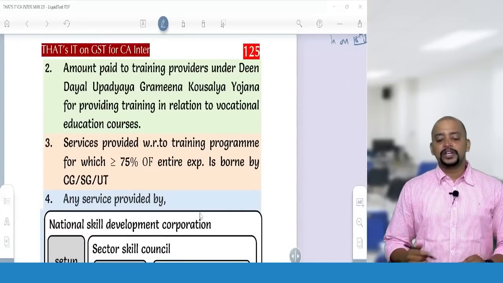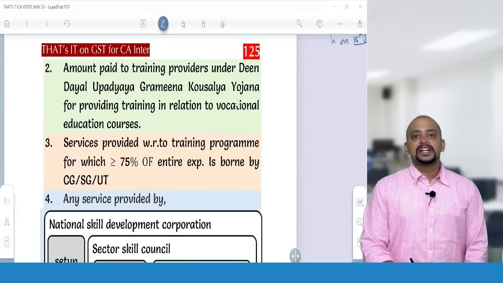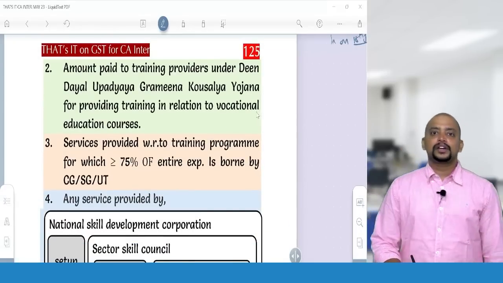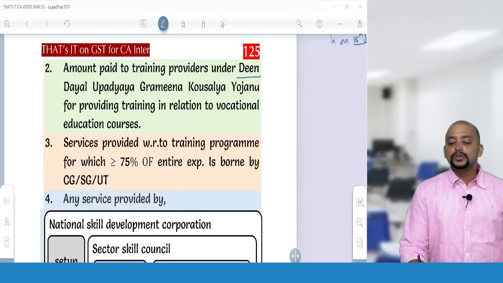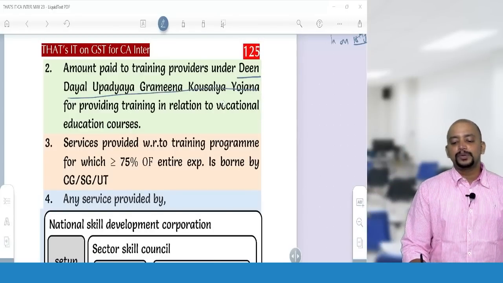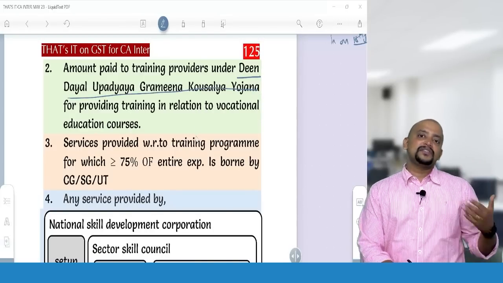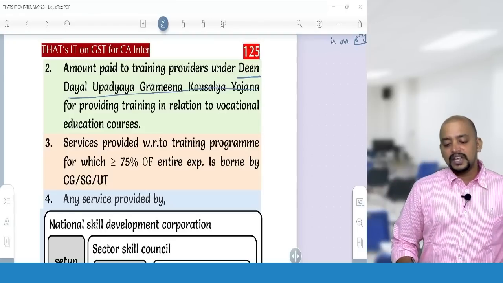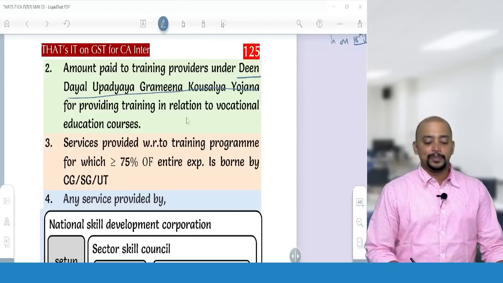So then second point, amount paid to training providers under Deen Dayal Upadhyaya Gramin Kaushalya Yojana. Under this DDUGKY scheme, some people will go to the rural area and provide some training, for which they will get some money, and that money earned will be exempted.